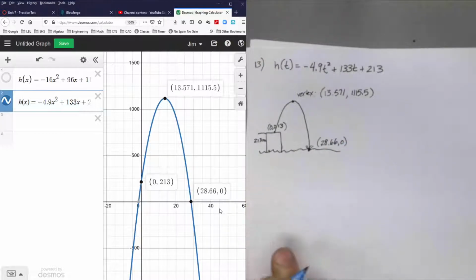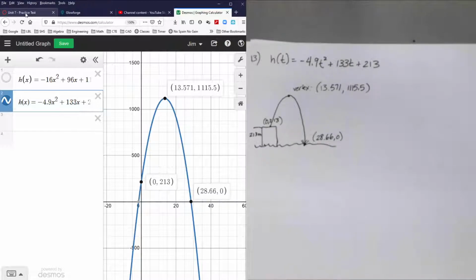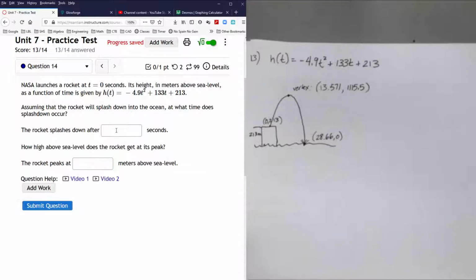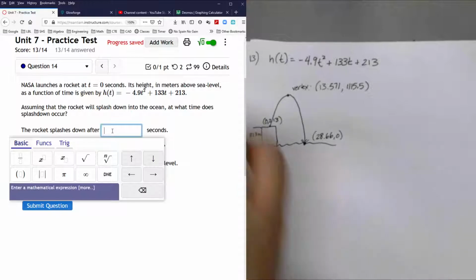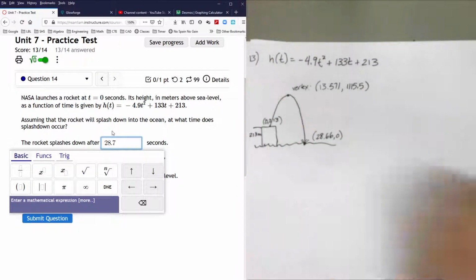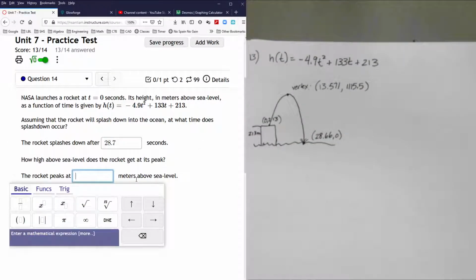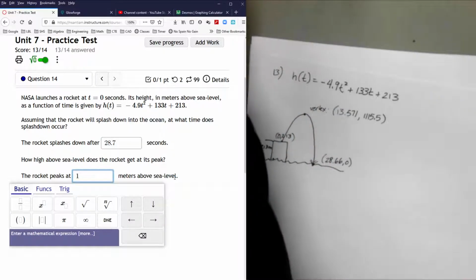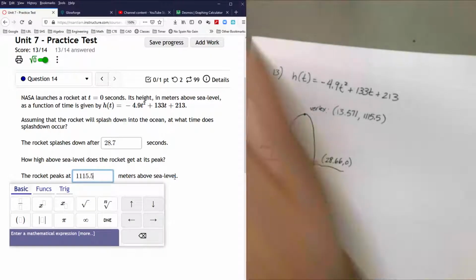So go back here. The rocket splashes down after, and let's see, do they ask us to put in, okay, they don't say how many decimal places to put in. So here I've got 1 decimal place, so I'm just going to put in 1 decimal place. So that's going to be 28.7 seconds. Okay. And the rocket peaks, so the maximum height is going to be 1,115.5 meters.